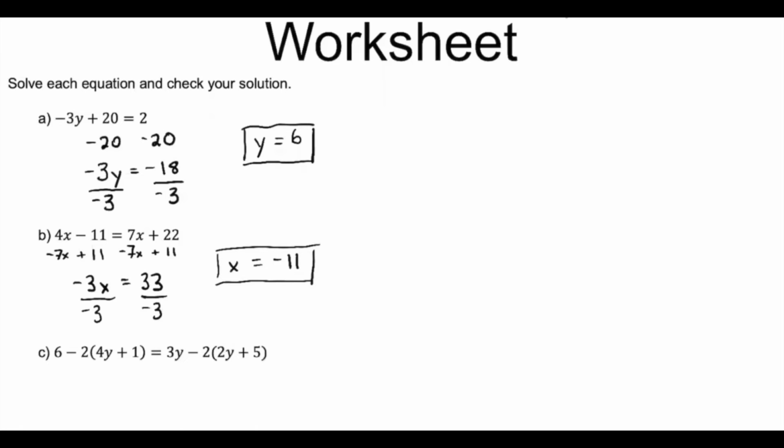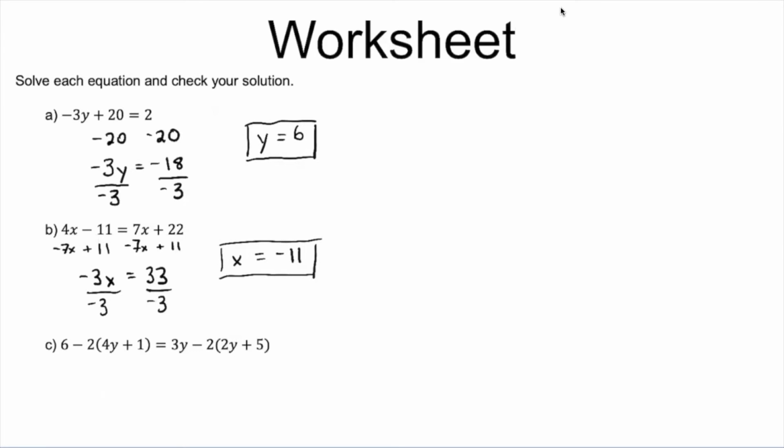The next example requires a great deal more work. So you see, we have a parentheses here, and we can't get rid of it in an easy way, so we must distribute the negative 2 that's at the front. In both cases, there's a negative 2 at the front. So the 6 is going to remain. And then that leaves me with negative 8y and negative 2. The 3y remains. And now we have negative 4y and negative 10.